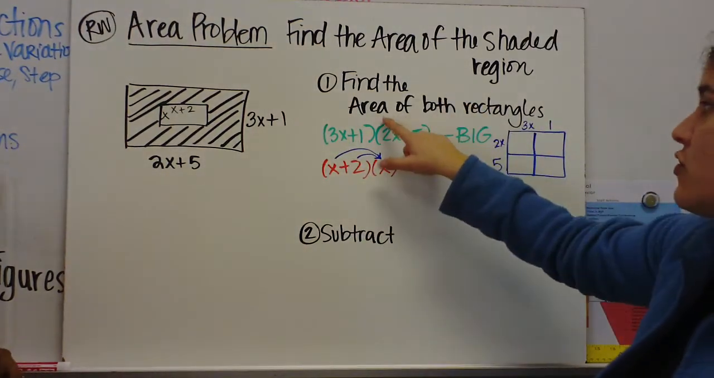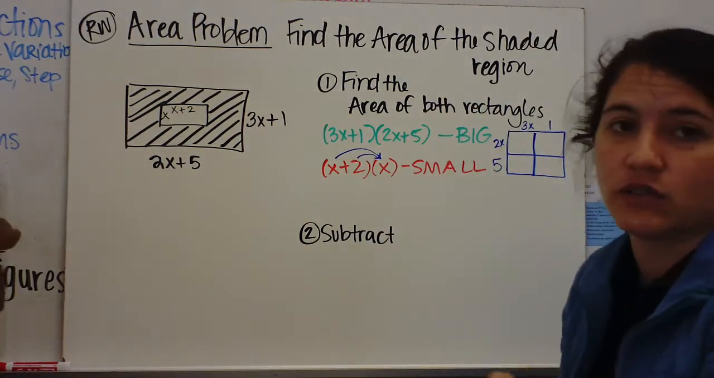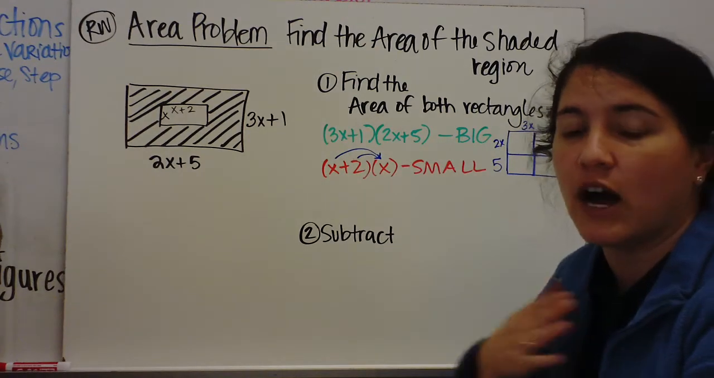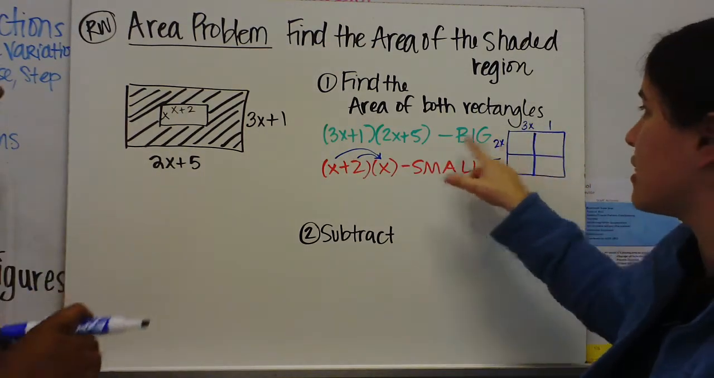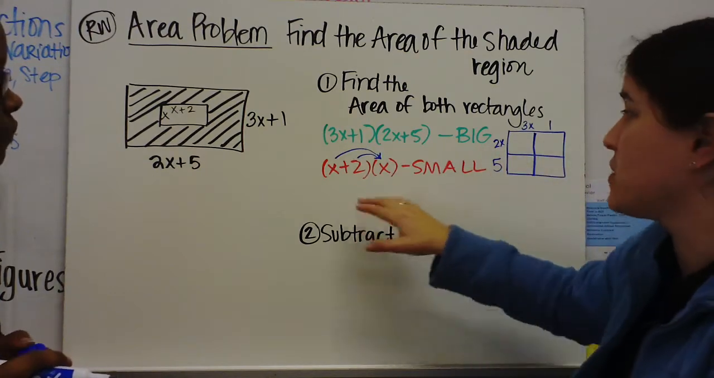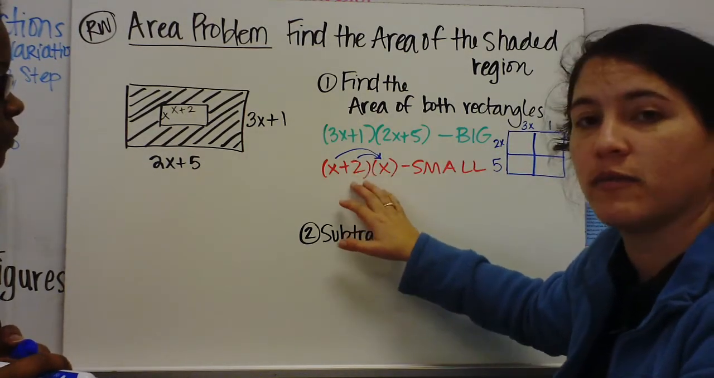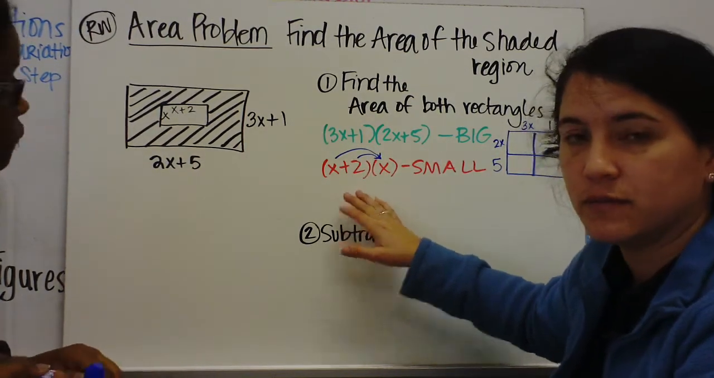So the first thing you have to do is find the area of both of the rectangles, the big rectangle and the small rectangle. I'm going to show you using a box method the big rectangle, and Ms. Barnes is going to show you using the distributive property the small rectangle.